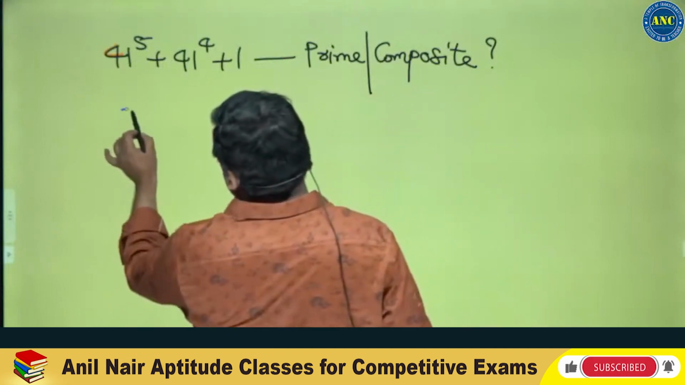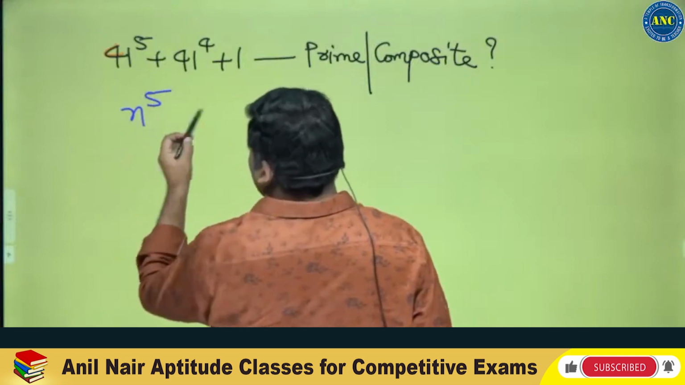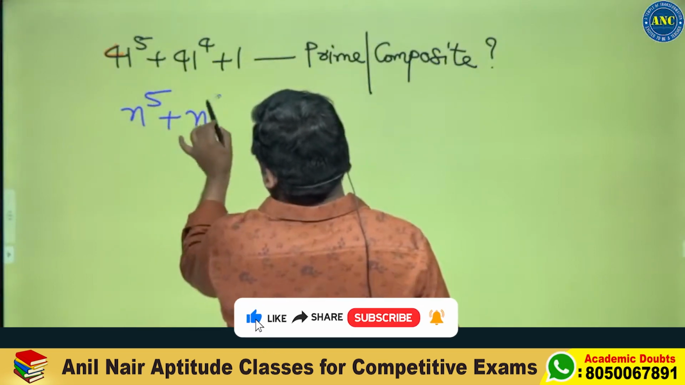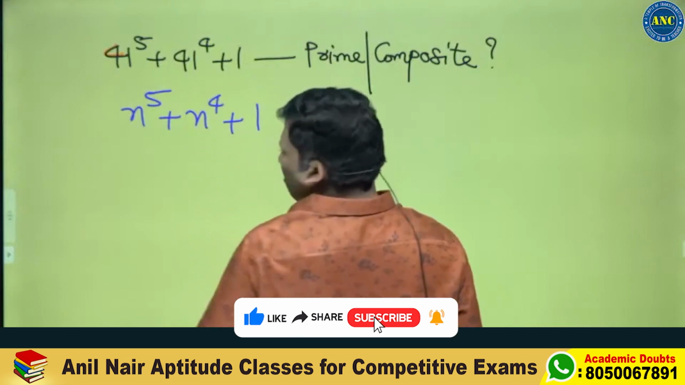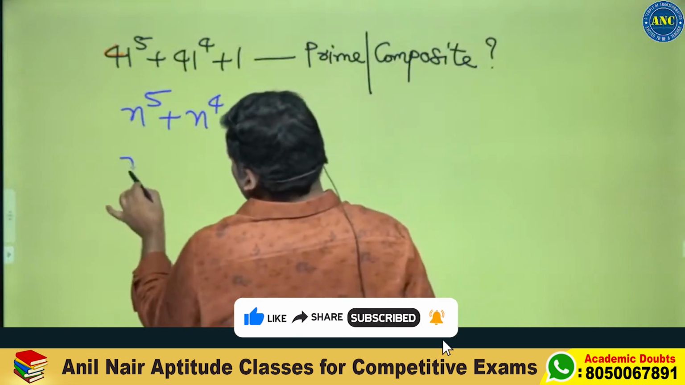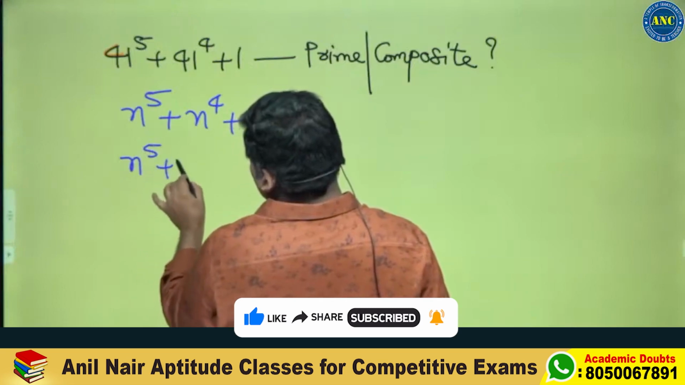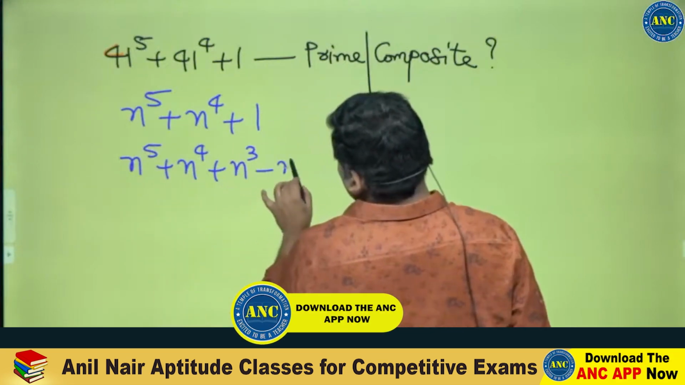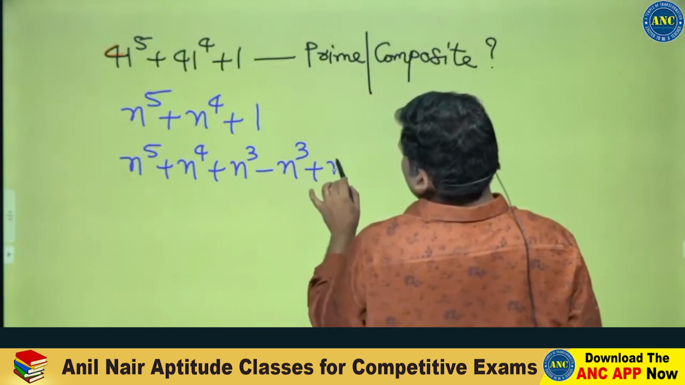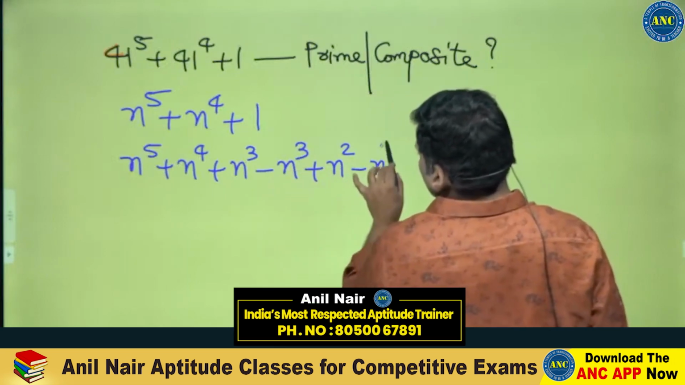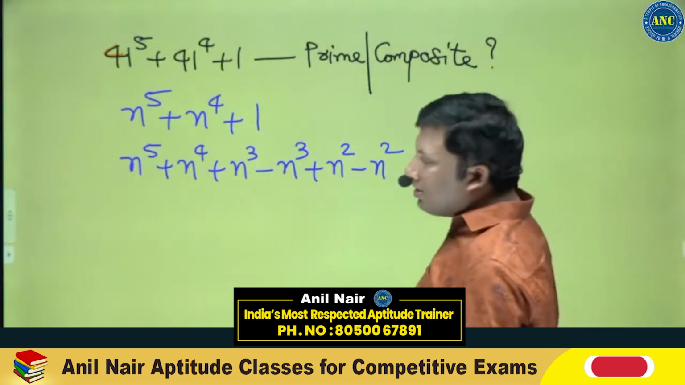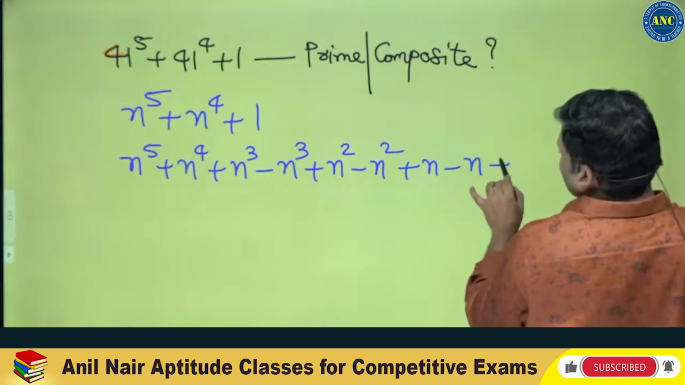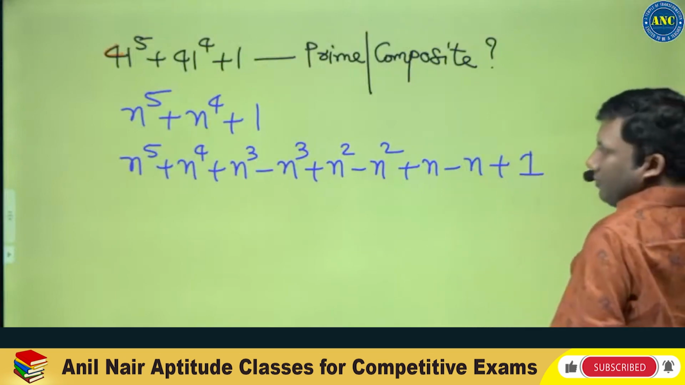How I solved this question is, instead of 41, let me keep a variable n. N power 5 plus n power 4 plus 1. So what is missing here? N cube is missing. N square is missing. I am adding n square, subtracting n square. What is missing here? N is missing. Plus n minus n plus 1.